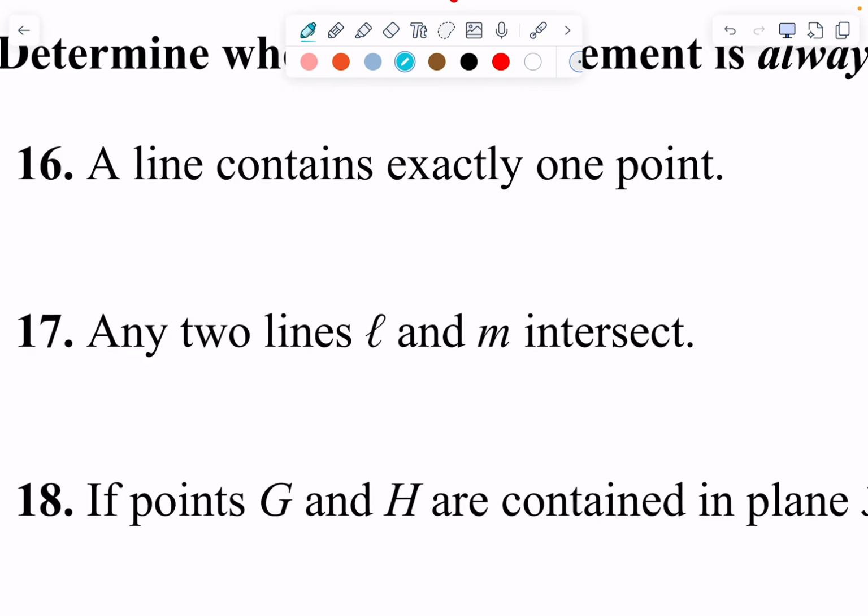Always, sometimes, never. Sometimes. You have to have 2 points in order to make a line, right? I have to have a start and an end in order to make a line. So never contains just 1 point and only 1 point, right? Okay, never.